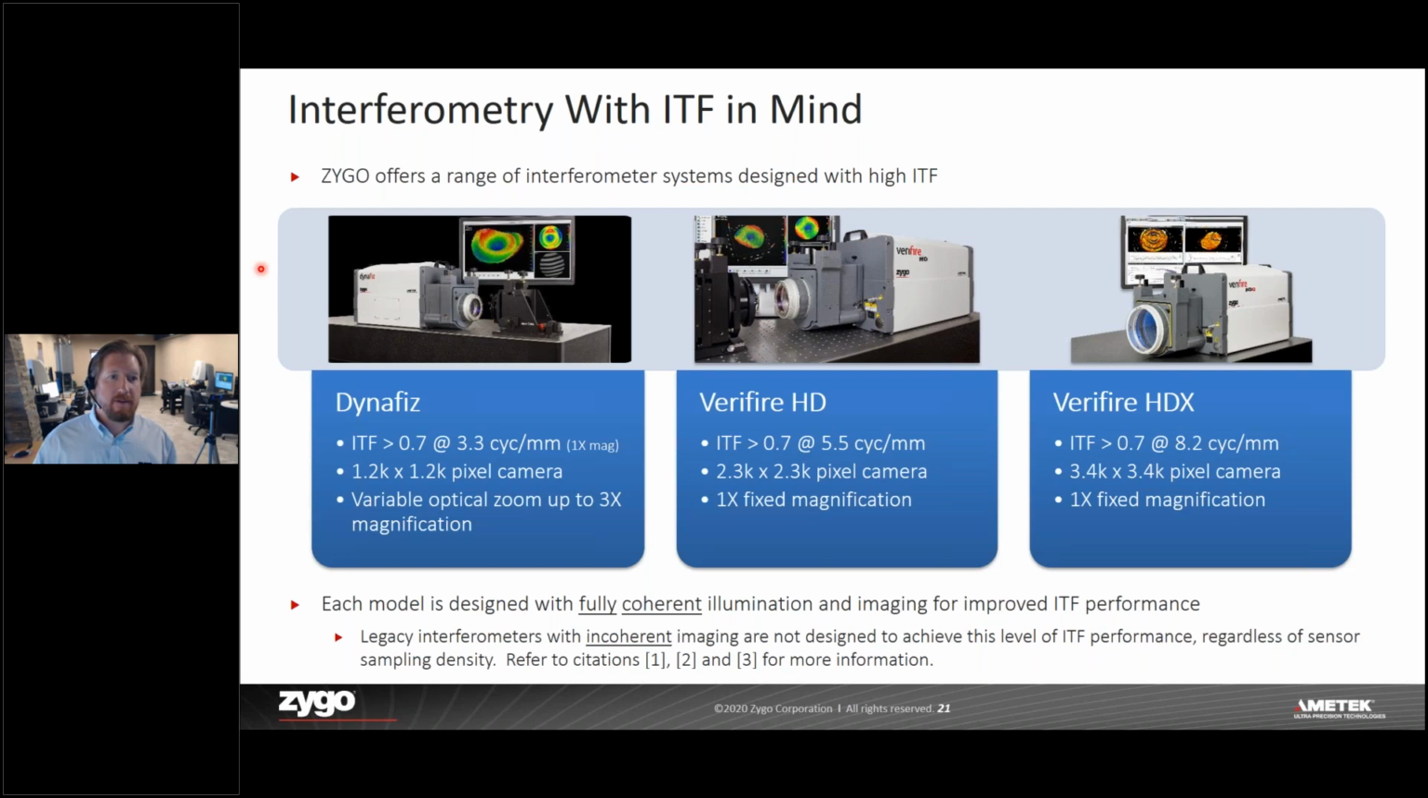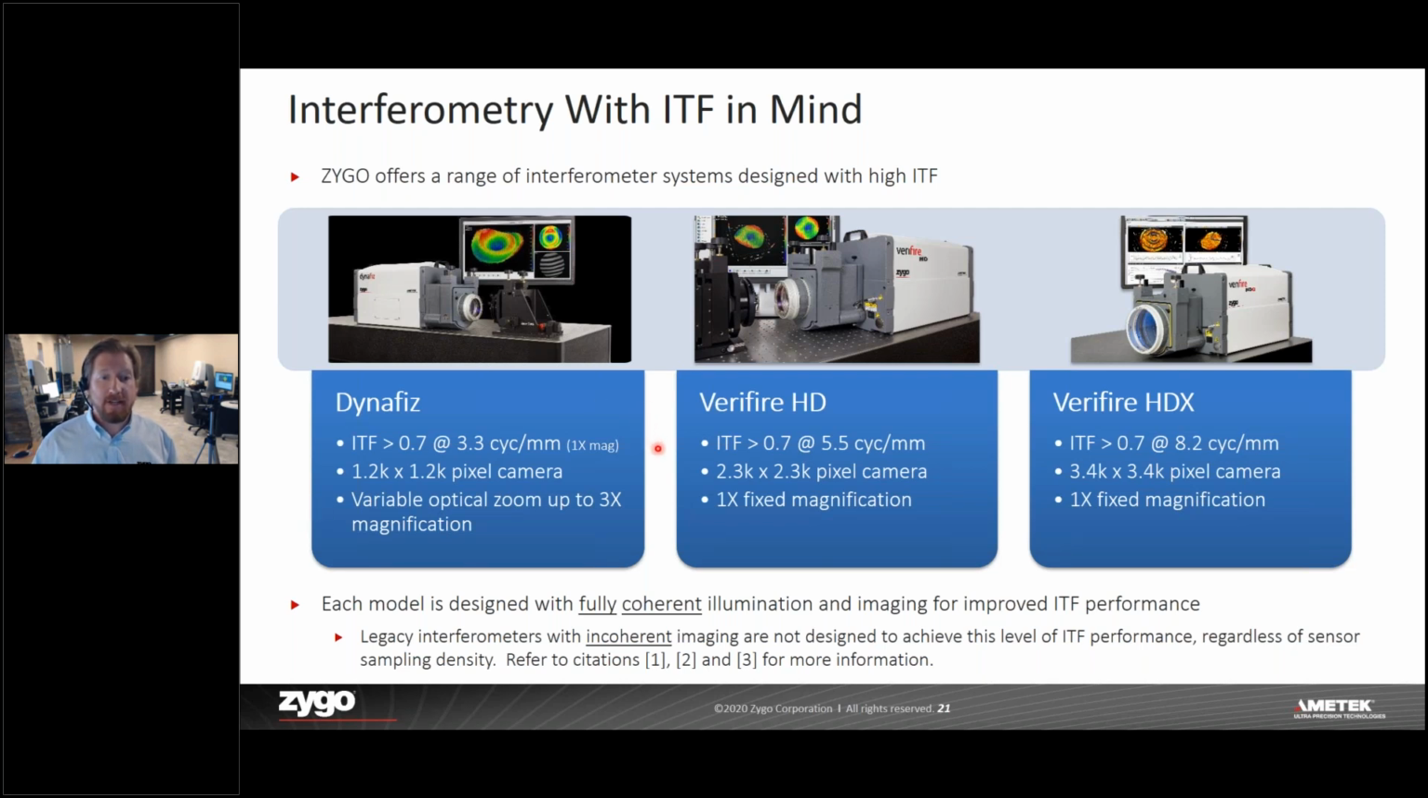So Zygo offers a range of interferometer systems designed with high ITF in mind, starting with the Dynafiz, ITF greater than 0.7 up to about 3.3 cycles per millimeter at 1x magnification. The Dynafiz does have a variable optical zoom, which will actually increase that spatial frequency capability, increase the ITF, but at the expense of the aperture size. That's the trade-off with optical zoom.